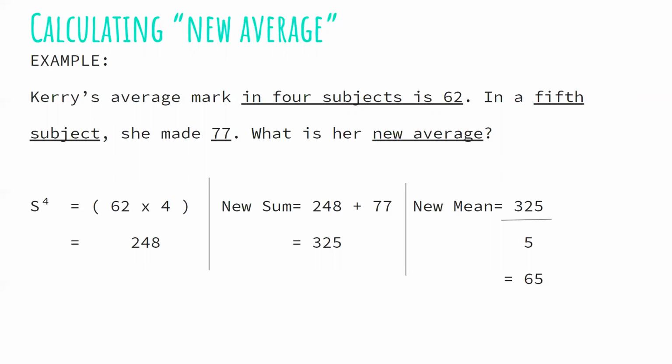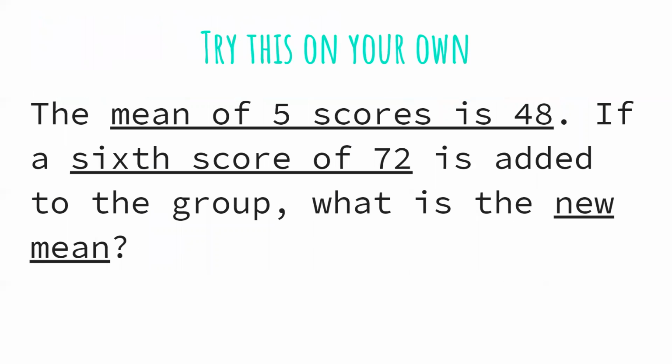Now that we know the sum, we divide by the number of values. And remember, it's no longer 4, it's now 5. So her new average is 65. So we take it step by step. Try this on your own.